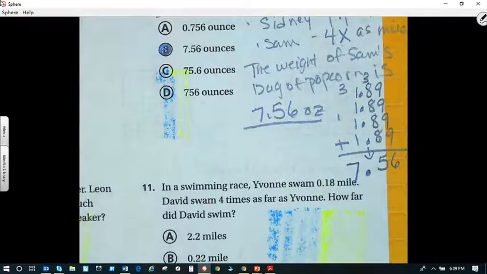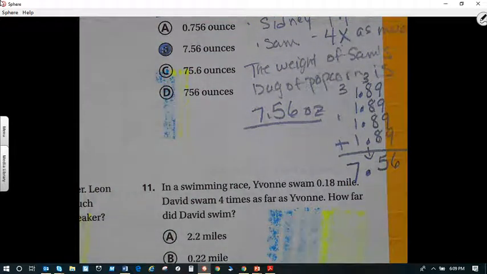So you see how we just added that up. It's 4 times as much. So if you're still having problems with the multiplication, that's fine. We're going to still be covering and working on this.